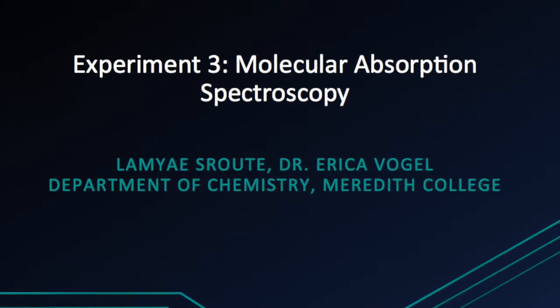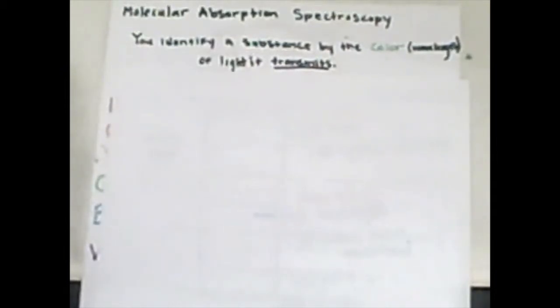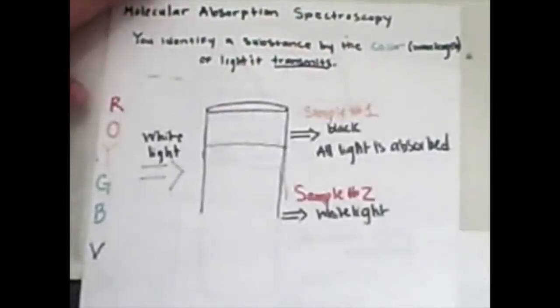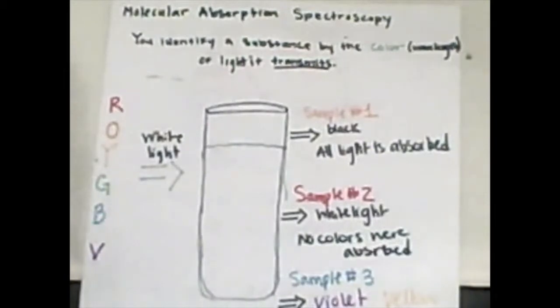Experiment 3 is all about molecular absorption spectroscopy. You identify a substance by the color or wavelength of the light that is transmitted. So this is just an illustration of how this works.